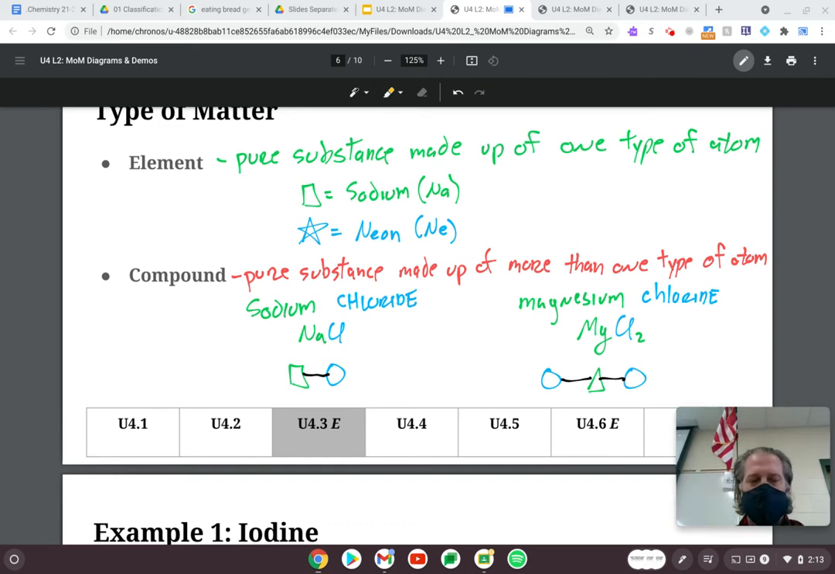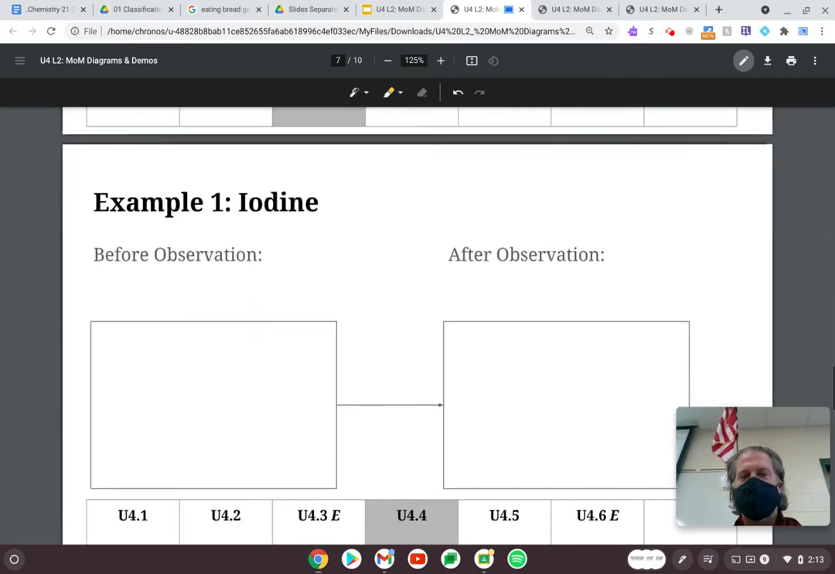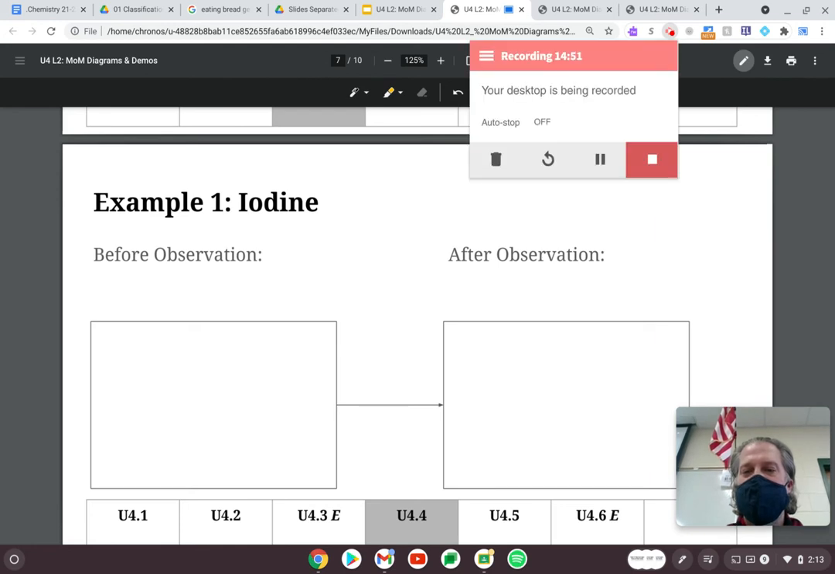Okay, so we are now going to get into the first part of this in terms of demonstrations. And when I come around with the substances in question, you're going to need to have your goggles on, okay? So the first one that we're going to come around and talk about is iodine. So let me get that set up for you. Put your goggles on. Here we go.